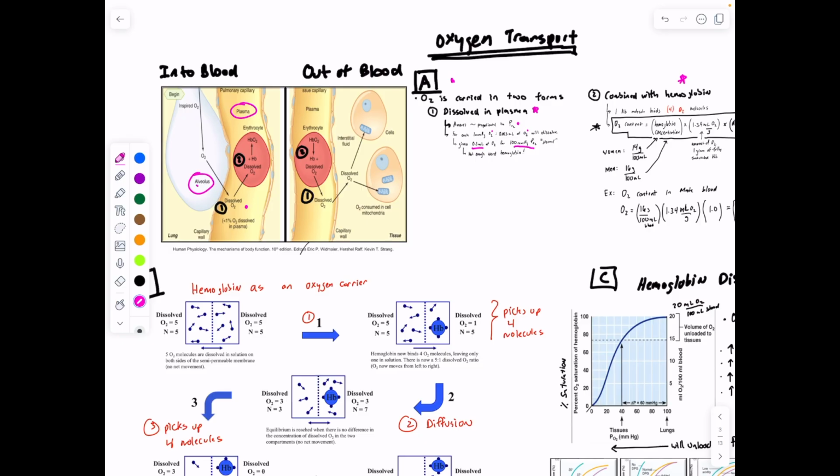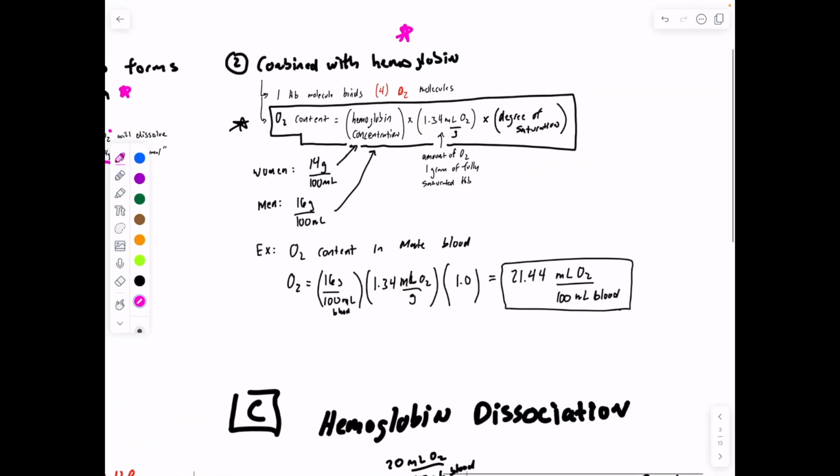The oxygen that goes through the membrane will also be taken up by our hemoglobin. We're familiar with hemoglobin, as we know that one hemoglobin molecule can bind 4 molecules of oxygen. And we have this nice equation for calculating the oxygen content per 100 milliliters of blood, and basically it's hemoglobin concentration times the amount of oxygen 1 gram of fully saturated hemoglobin can support, and then the degree of saturation, which is typically 1 in these equations.